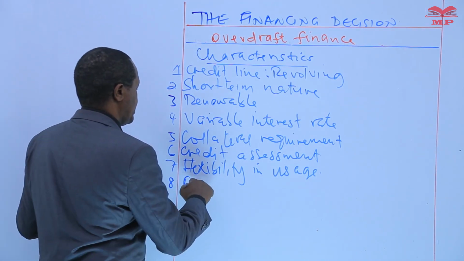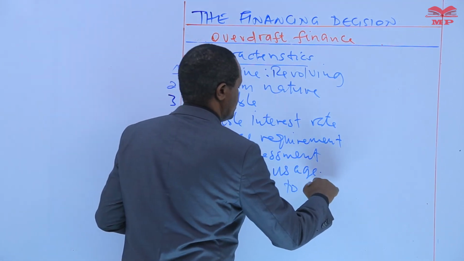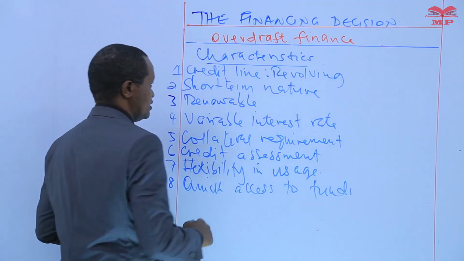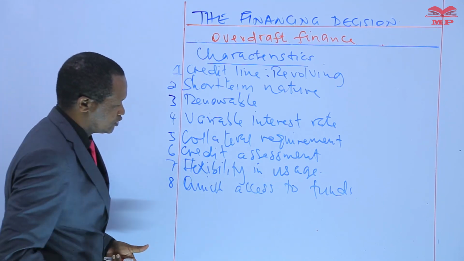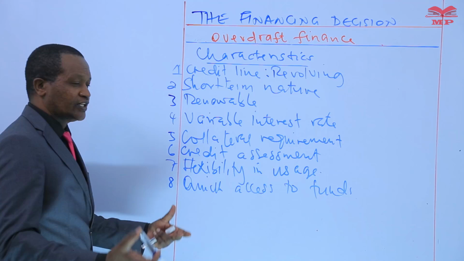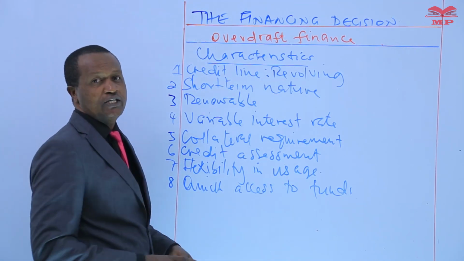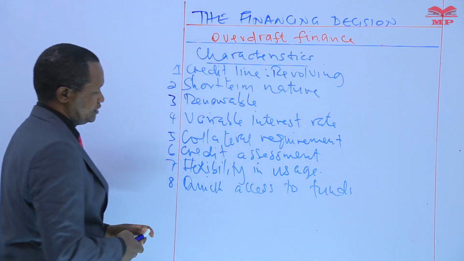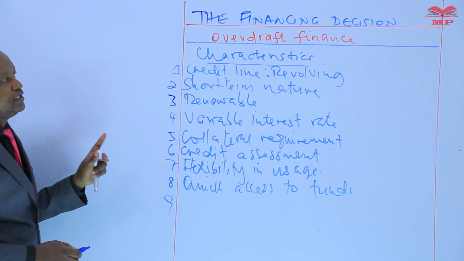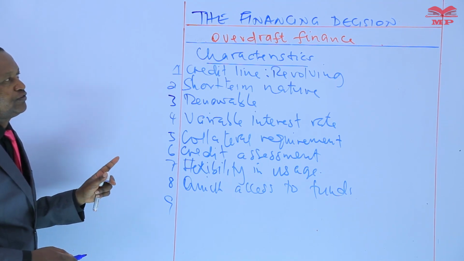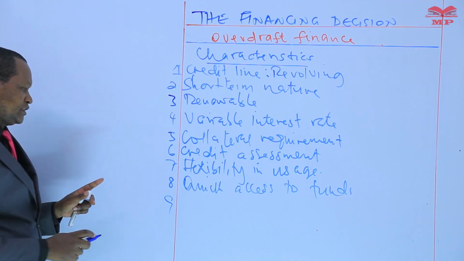Number eight, quick access to funds. Overdraft facilities can enable organizations or companies to have quick access to funds, thereby enabling businesses to meet their immediate short-term needs. Number nine is that this type of finance is not suitable for long-term financing.